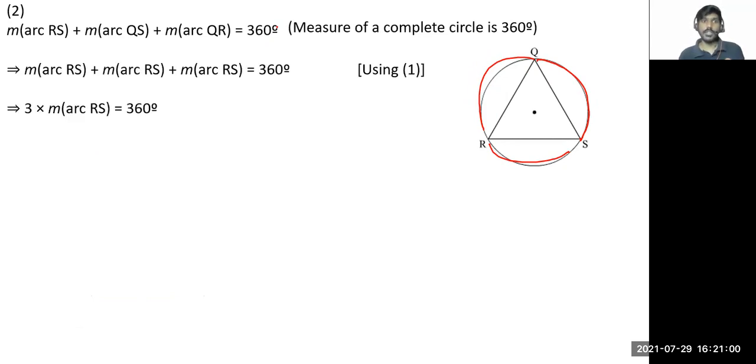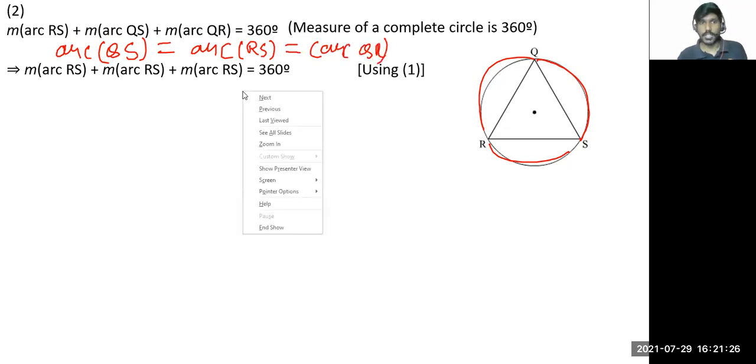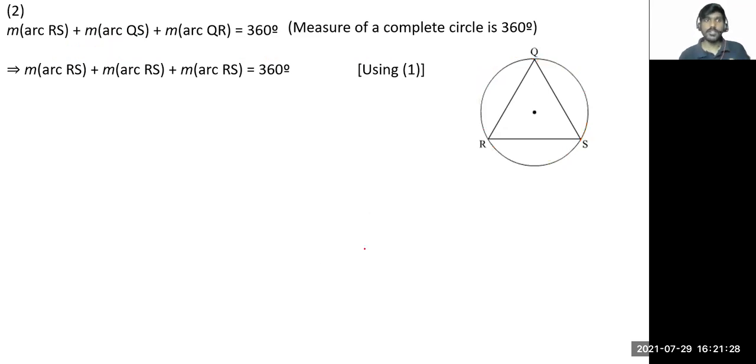From the previous part of this sum, we know that all these three arcs are equal to each other: arc QS is equal to arc RS, and arc RS is equal to arc QR. So we replace arc QS with RS and arc QR with RS because they are equal. Have you understood this?